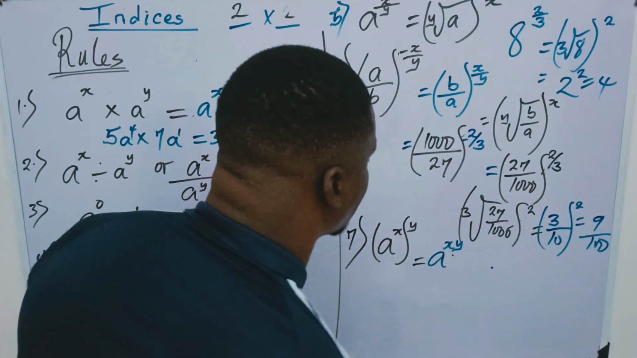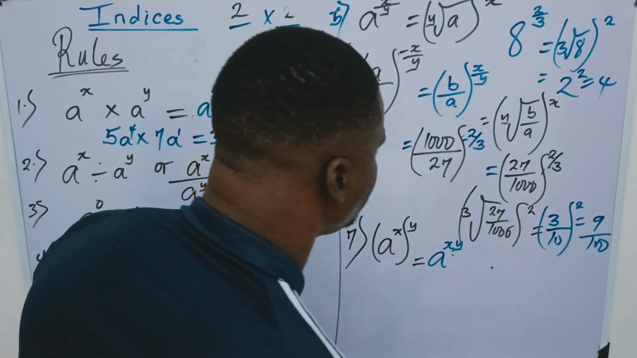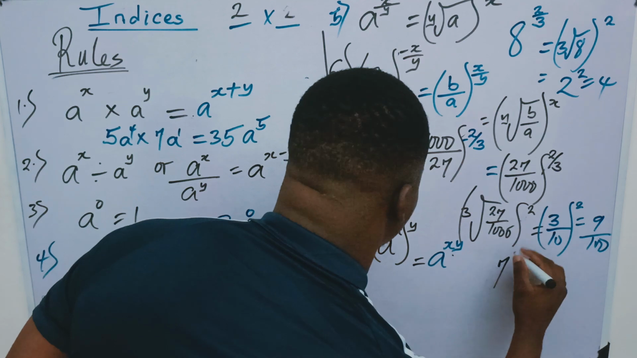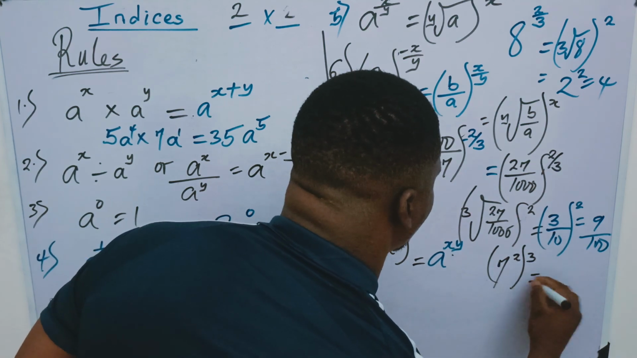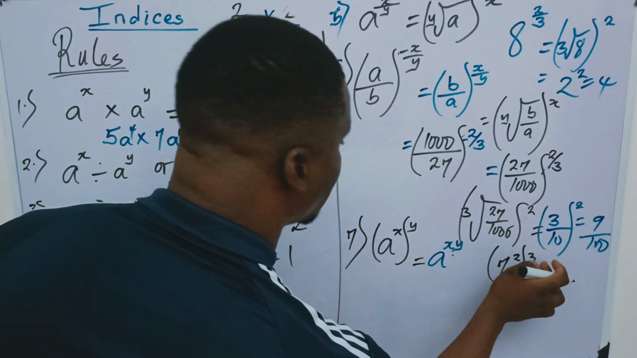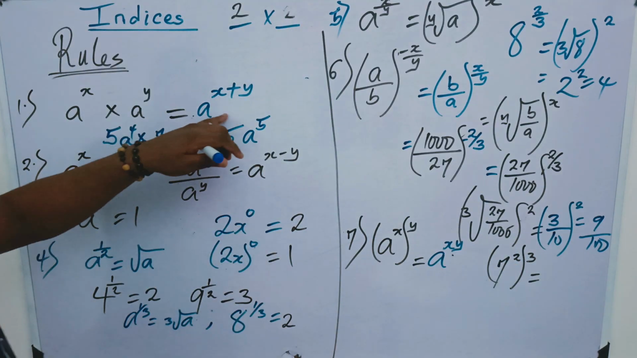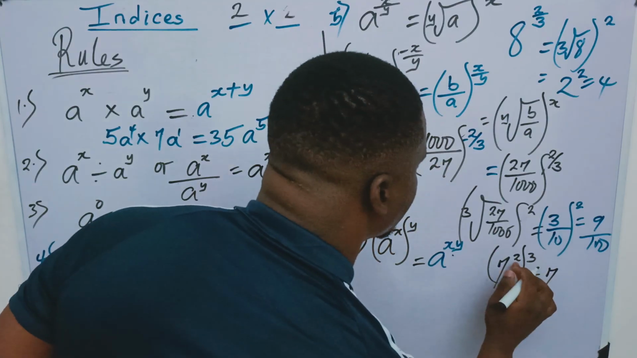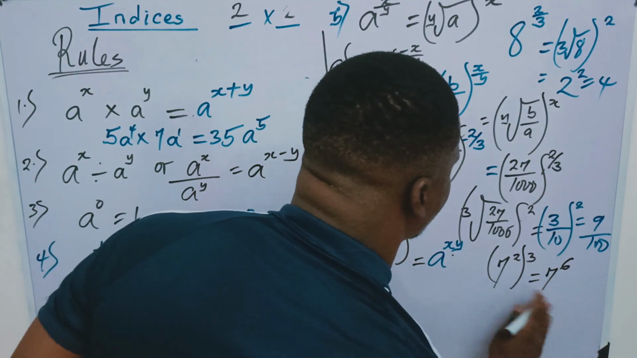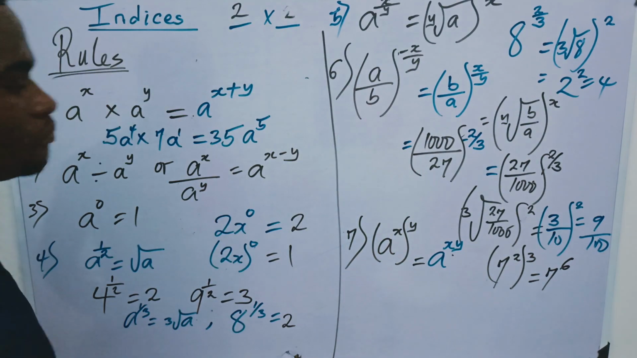So this has to do with questions like, let's say, 7 raised to the power of 2, then all raised to the power of 3. So this will now give me 2 times 3, not 2 plus 3 like we did here. Okay, this is the power of a power. So this will give me 7 raised to 2 times 3, which is 6. Okay, so that will be it.